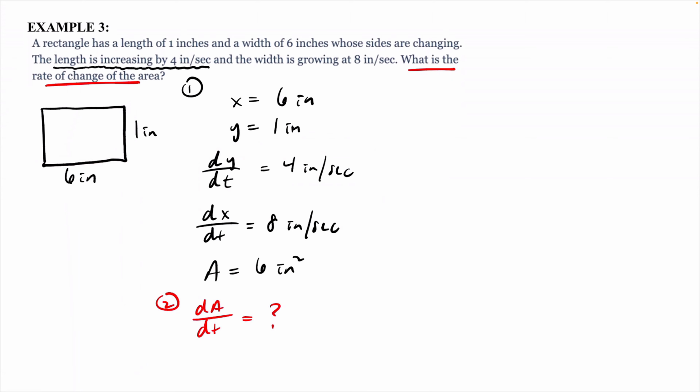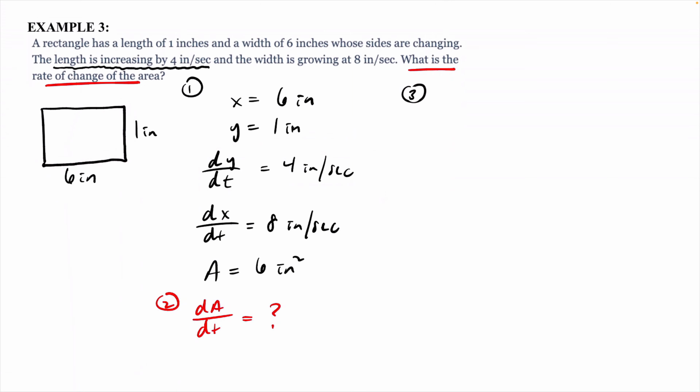Okay. Step 3. Step 3 is, here comes the related part. Why is it called related rates? Because we're going to use a formula which relates everything that we have. So what do I have? I have length, I have width, I have area. What formula would relate all of those things?